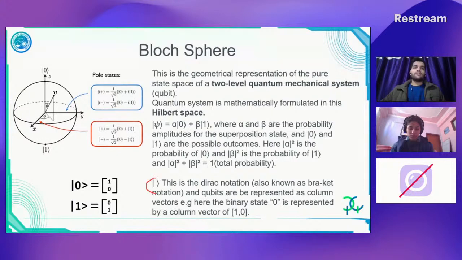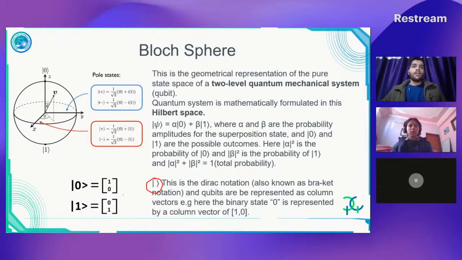This is known as the Dirac notation, also known as the bracket notation. And this is how we represent qubits. And also the column vectors. This is the notation for a zero vector.